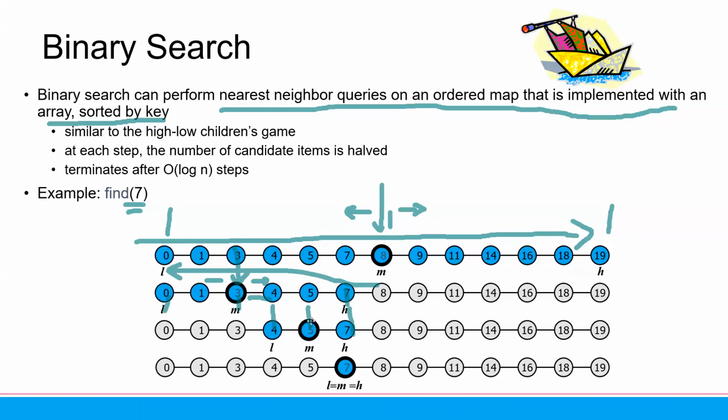And then we check whether the number is equal to M, or less than M, or higher than M. And at the end, we have L equals M equals H, and this is what we search.